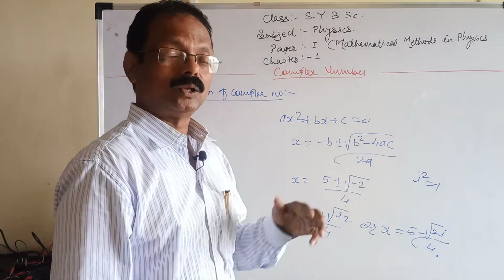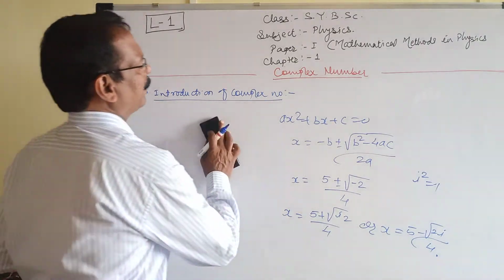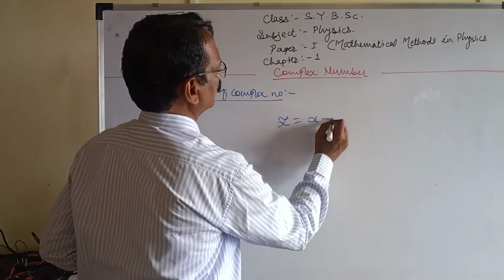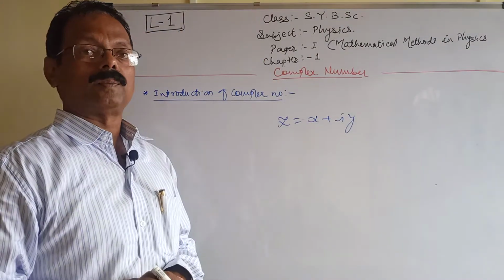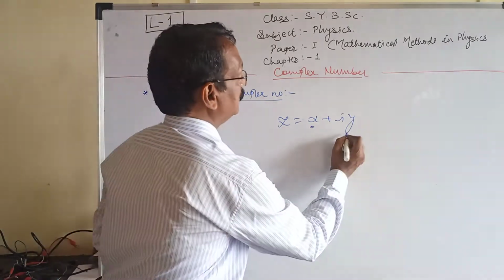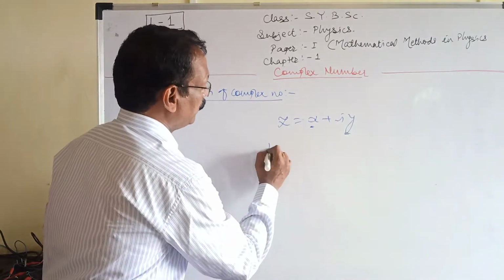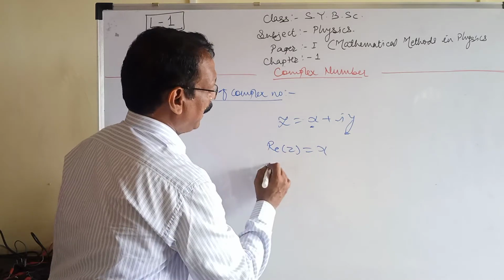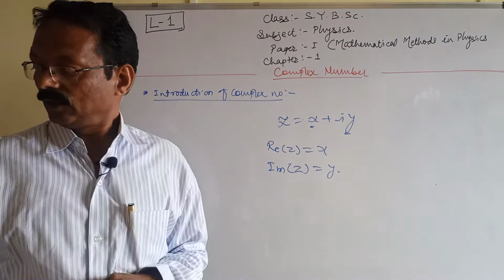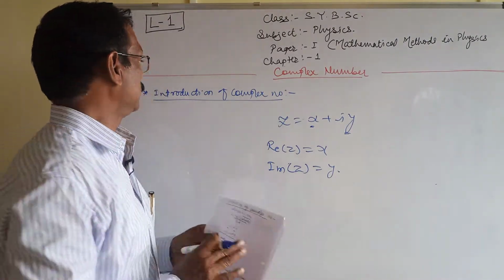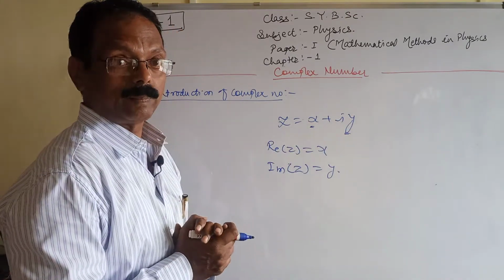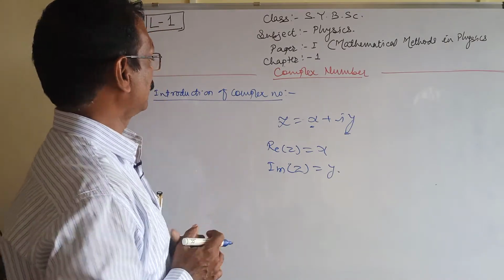So this is the complex number. Simply, we can define the complex number as z is equal to x plus iy. In short form, the complex number is x plus iy, where x is the real part and y is the imaginary part. So the real part of z is equal to x and the imaginary part of z is equal to y. This is the combination of the real part and the imaginary part. So z is equal to x plus iy is nothing but the complex number.